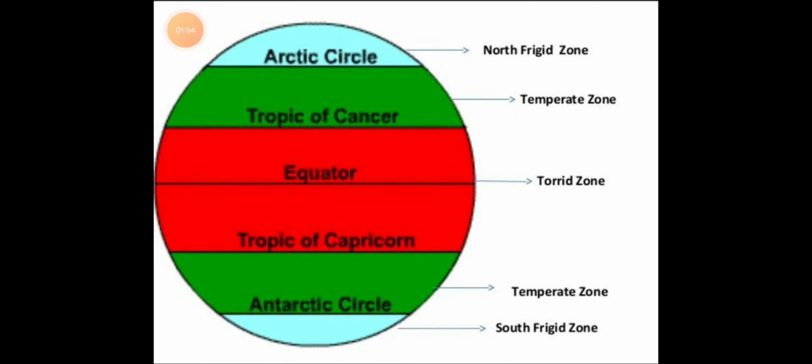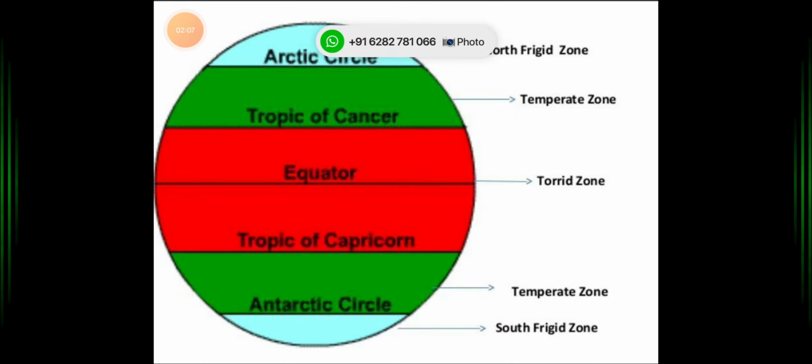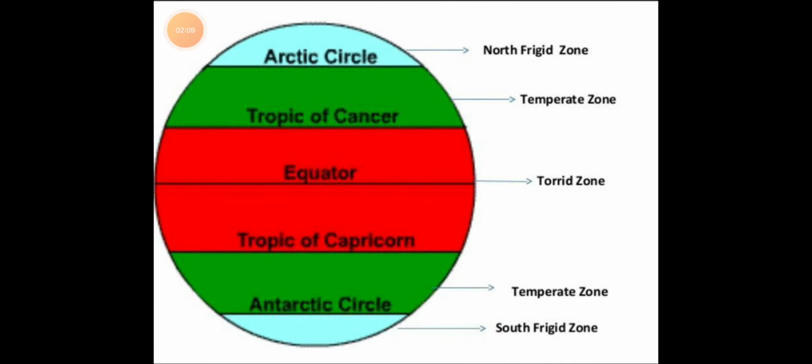The important parallels of latitude. Besides the equator at 0 degree, the North Pole at 90 degree north and the South Pole at 90 degree south, there are 4 important parallels of latitude. Tropic of Cancer, 23.5 degree north in the northern hemisphere. Tropic of Capricorn, 23.5 degrees south in the southern hemisphere. Arctic Circle at 66.5 degree north of the equator. Antarctic Circle at 66.5 degrees south of the equator.